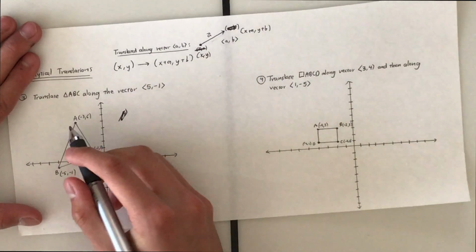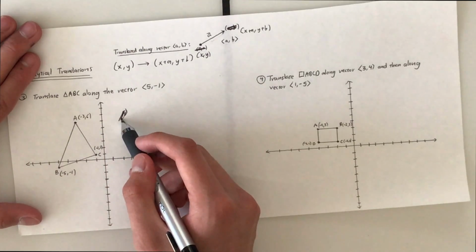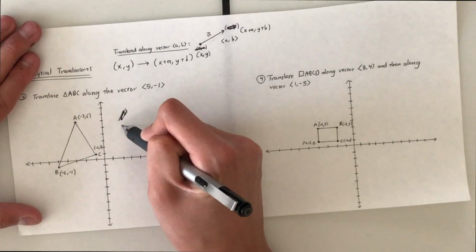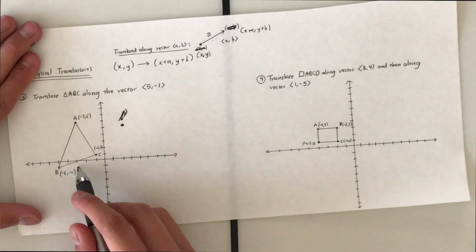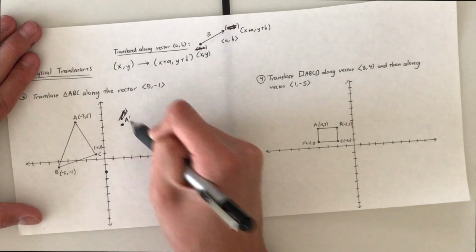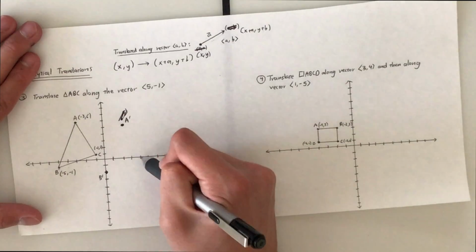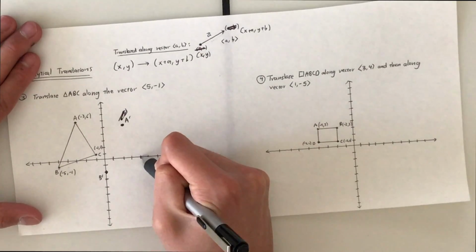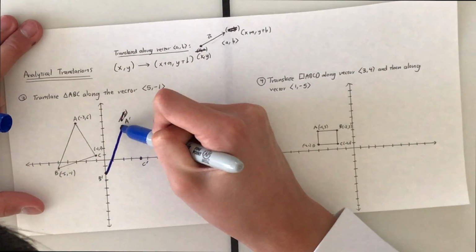I'm sorry, I messed up. So you would count over 1, 2, 3, 4, 5, and you would also count down 1. So negative 1. I messed up there, sorry about that. Then you do the same over here: 1, 2, 3, 4, 5, down 1. And then 1, 2, 3, 4, 5, down 1. So then you would have your 3 points, and then you could just connect it all together.